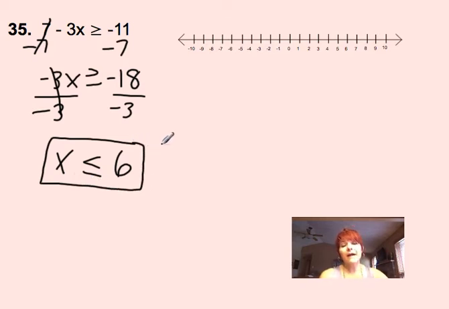Now if I go up to graph it, we're going to find 6 on the number line. That's right here. Now you need to decide, is that going to be a solid dot or an open dot? And this one's going to be solid, so you have to fill it in because there is an equal sign on the inequality. Now, when is x less than or equal to 6? That's going to be to the left of the dot. So I'm going to draw an arrow going all the way to the left of the dot.